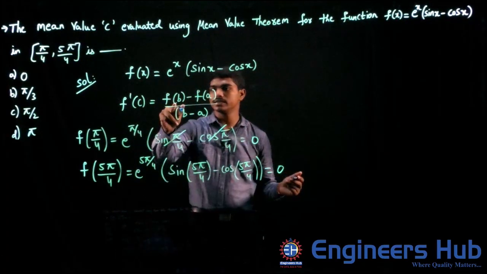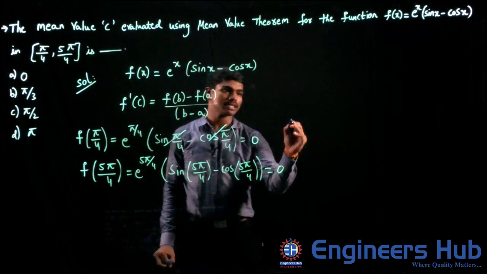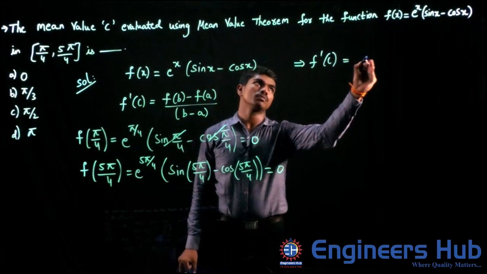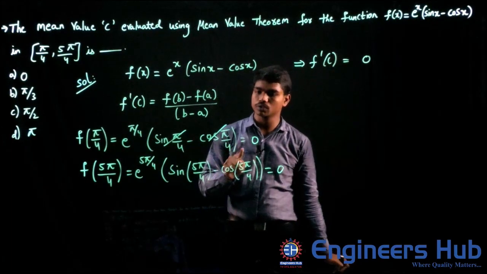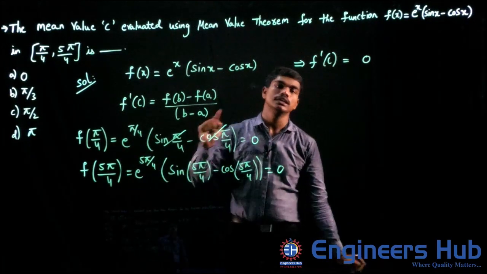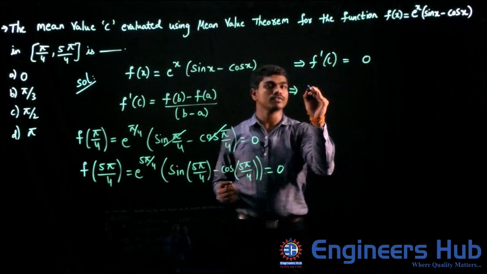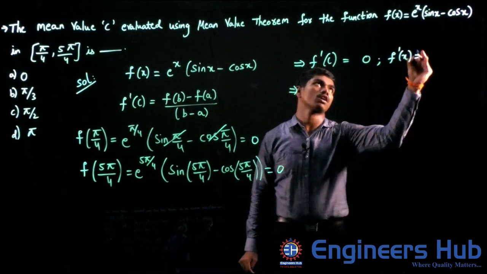So if you substitute here f of b, where b is 5 pi by 4 and a is pi by 4, then this implies f dash of c is equal to 0, because this f of b and f of a both are same. f of 5 pi by 4 is 0 and f of pi by 4 is also 0. So what is f dash of c from the given function? What is f dash of x? If you try to write f dash of x from this function, what do we have?